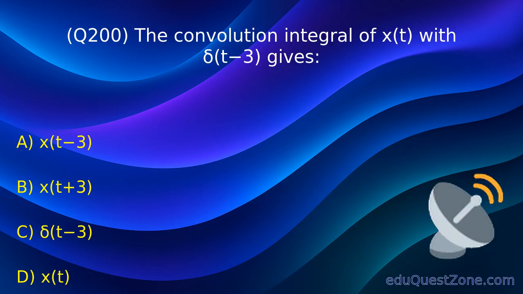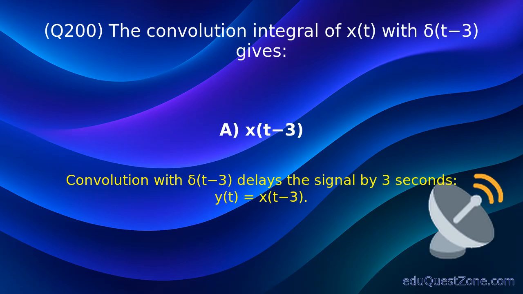Question 200. The convolution integral of x of t with delta of t minus 3 gives... Option A, x of t minus 3. Convolution with delta of t minus 3 shifts signal by 3 seconds.